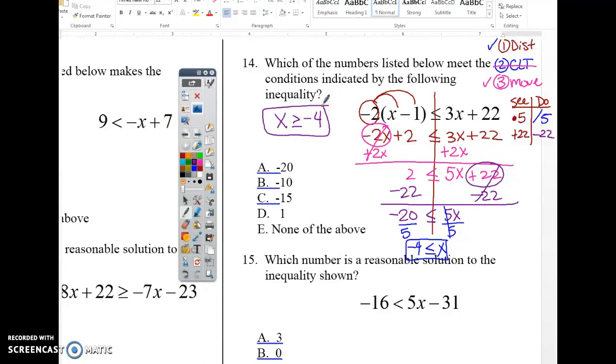If you look at the answer choices, negative 4 is not any of these. So the answer would be none of the above. Now that is not always going to happen, but if it does happen, just make sure that you did all of your work correctly. And if you know for sure that you did it all correctly and the answer's still not there, then the answer is none of the above.